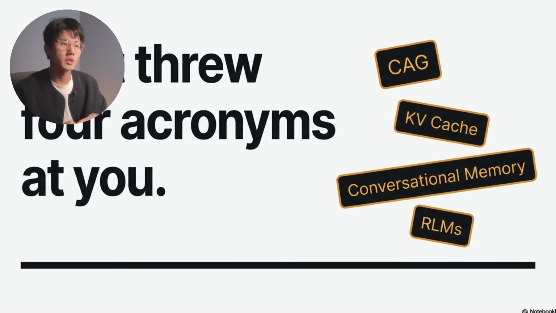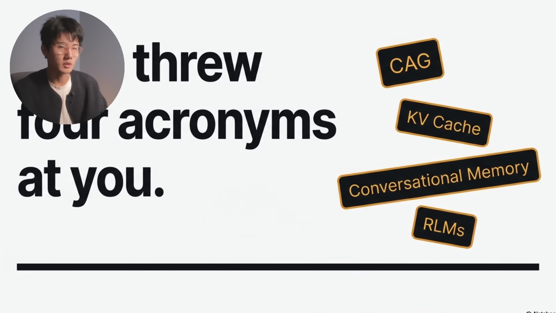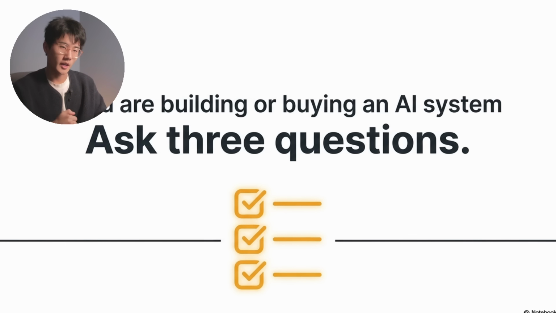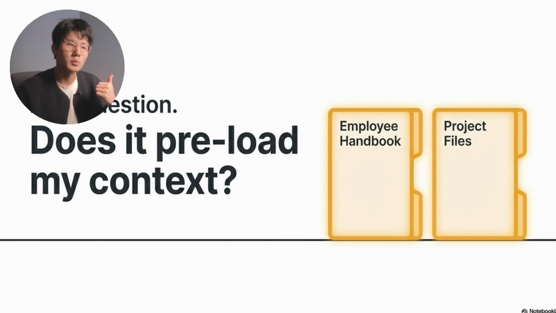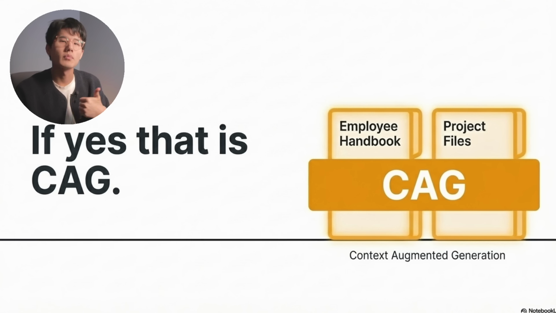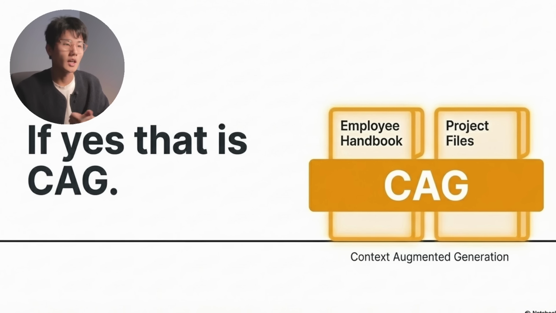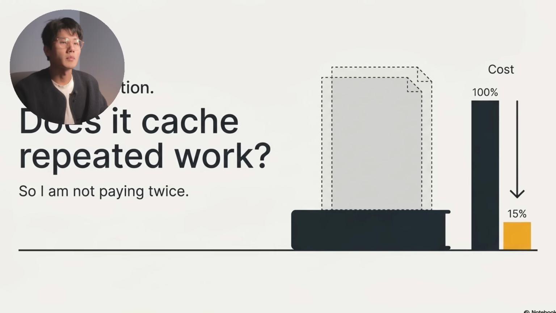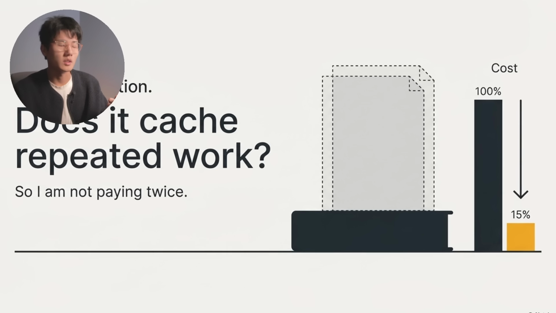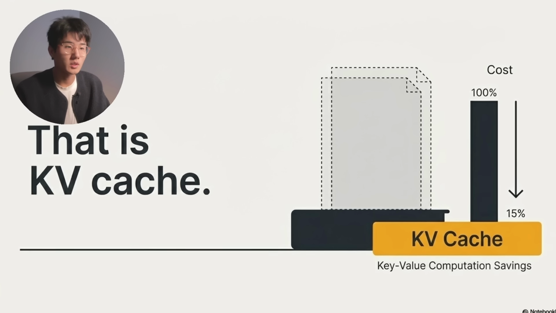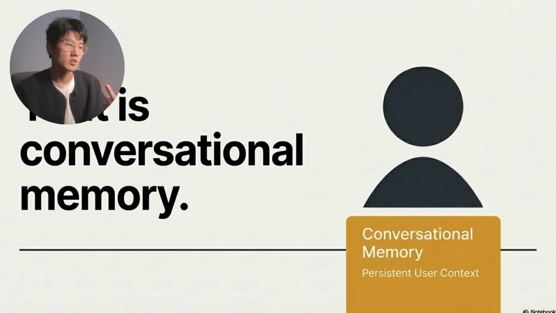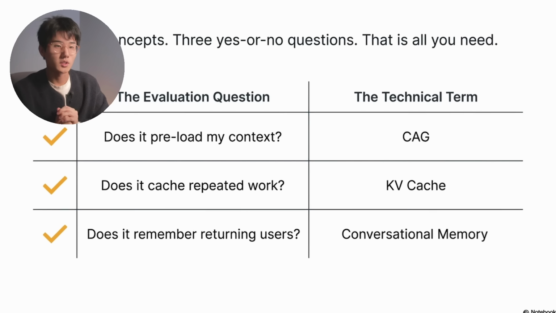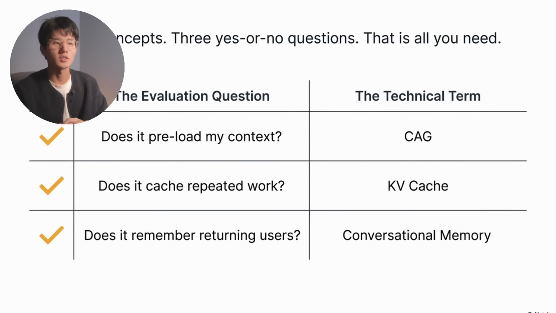Here's a practical takeaway so you're not just collecting vocabulary here. If you're building or buying an AI system for your company, you can ask 3 questions to yourself. Does it preload my context automatically? That is CAG, which is a good sign. Does it cache repeated work so I'm not paying twice for the same document over and over? That is KV cache, which is also good. Does it remember what I was working on last time? That is conversational memory, useful for ongoing projects. 3 concepts, 3 yes or no questions. That is all you need from this section.